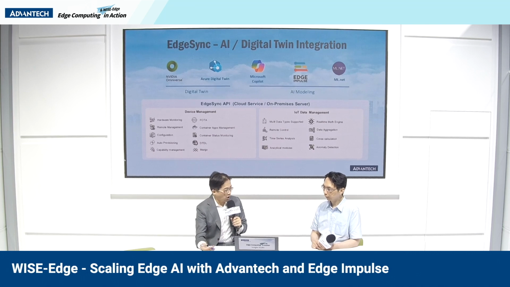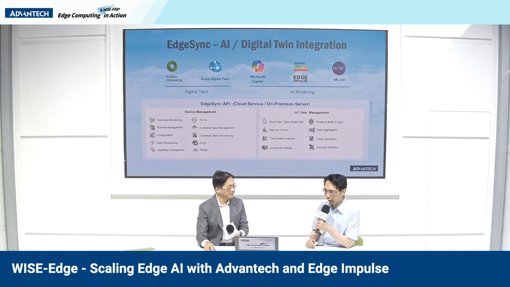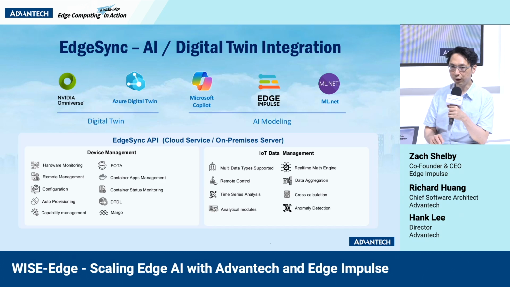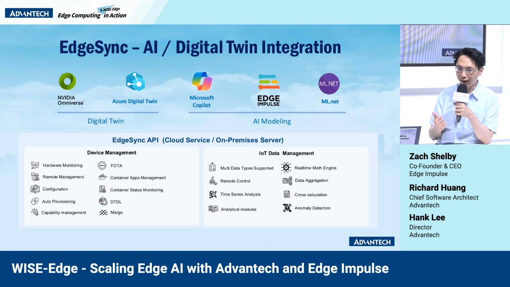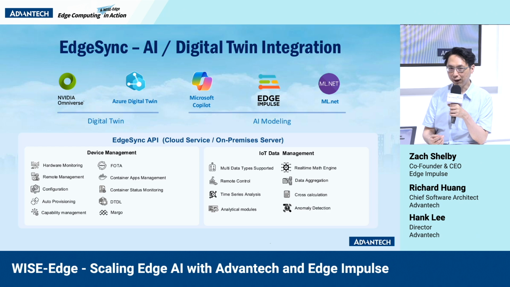So, Richard, what's our preparation and what's our reaction to this future? How do you see it? Okay, actually, Zach brings two very important points. One is hybrid AI, and the second is how to use such as the physical model to generate more data for training. Those are two very important points. And how does WISE-Edge address these two points?